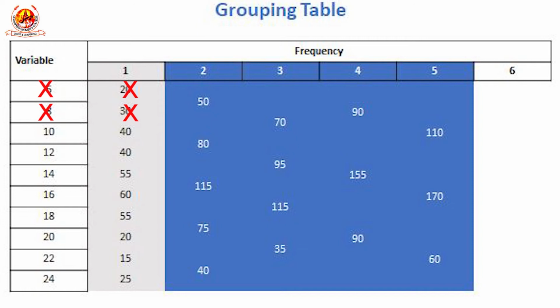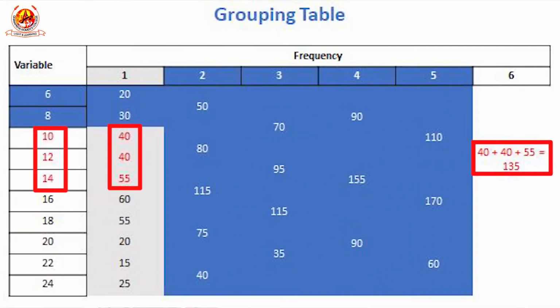We will begin from the third row, third, fourth, fifth. We add the frequencies together and we'll put here in this column 135. Third, fourth, fifth.